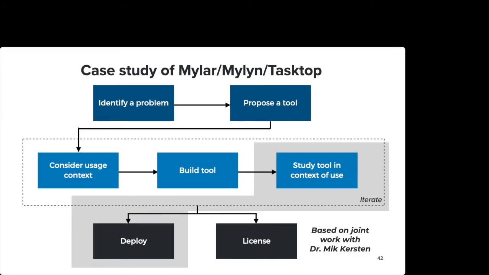I claimed at the start of the talk that consideration of usability and usefulness can lead to opportunities to improve the use of tools in practice. I would be remiss if I didn't try to say something about this claim. To do so, let me focus a bit on the bottom part of this roadmap using a case study of Mylar, also known as Mylyn, and what grew into a company called Tasktop Technologies. This is based on joint work with Dr. Mik Kersten.